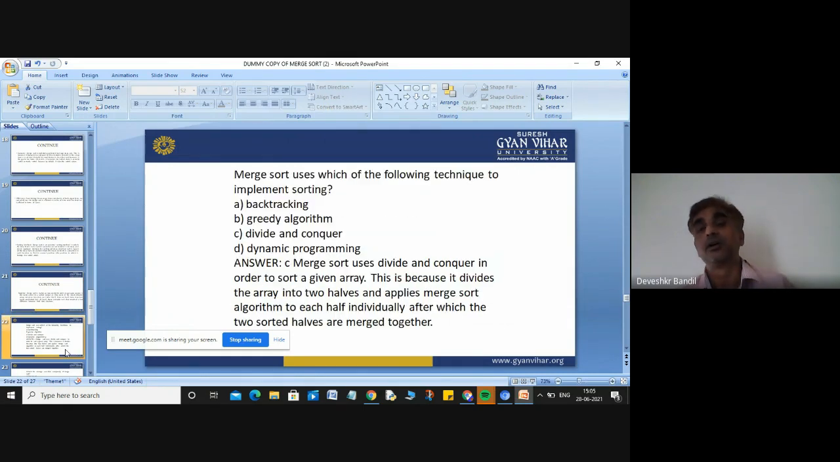And now here I am giving some questions related to this lecture. Merge sort uses which of the following techniques to implement sorting? So I had already discussed the divide and conquer method when I started this lecture. I had already explained your divide and conquer method. So your merge sort is based on the divide and conquer method.